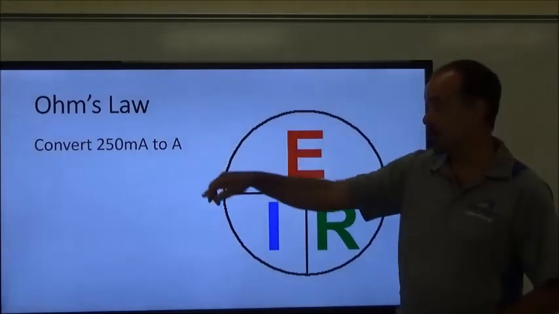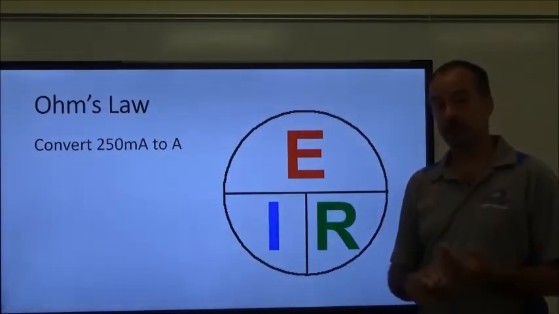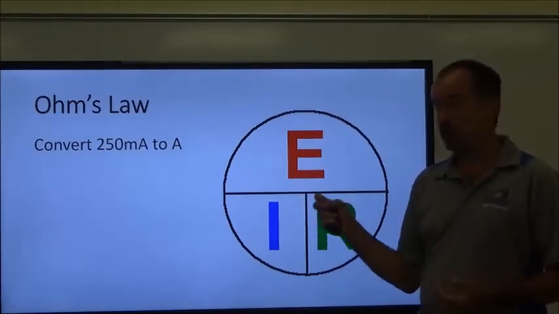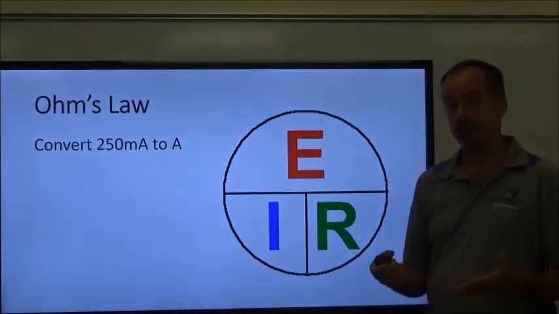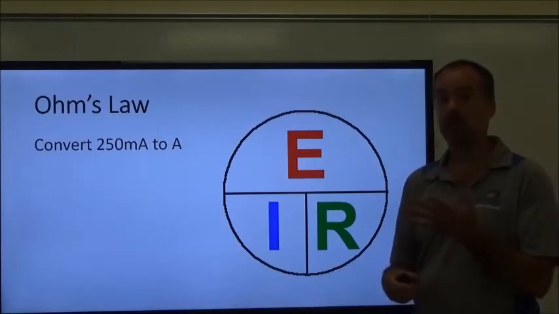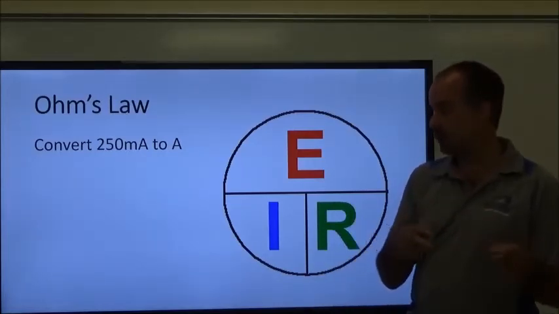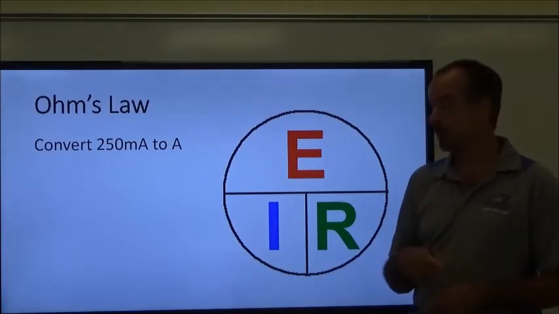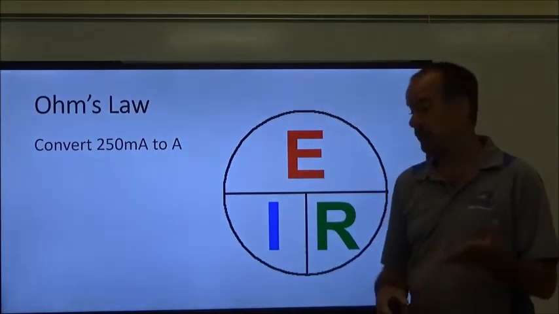So the first thing I need to do, I mentioned this in the last lesson when we were converting units from one prefix to another. For Ohm's Law to work, you cannot have any prefixes in any of the values that you're using. So whether it's millivolts, k ohms, or meg ohms, or any kind of prefix, you're going to have to convert it to the base unit before you can actually use it in the formula. So 250 milliamps, I need to convert that to the base unit of amps.